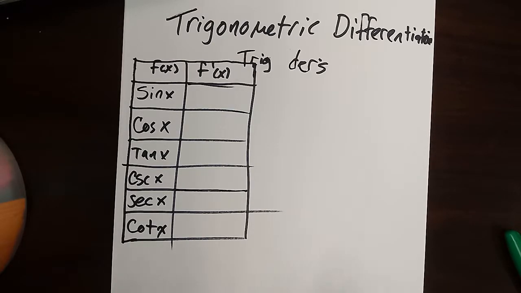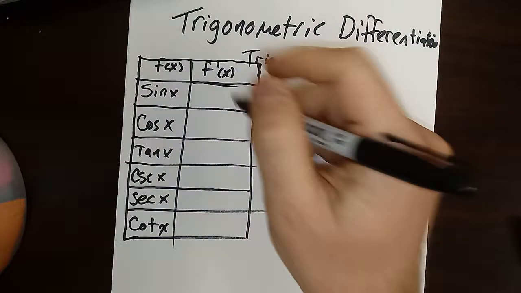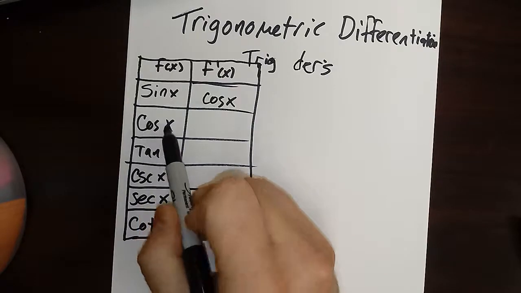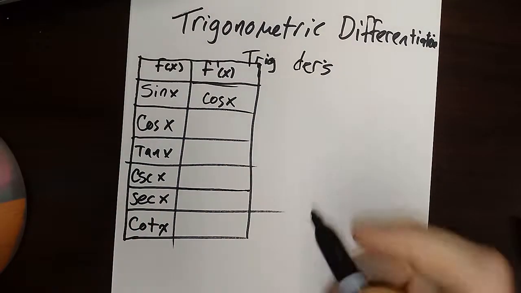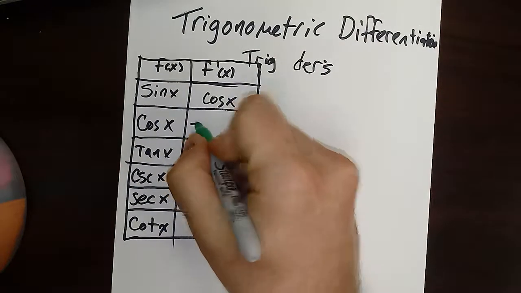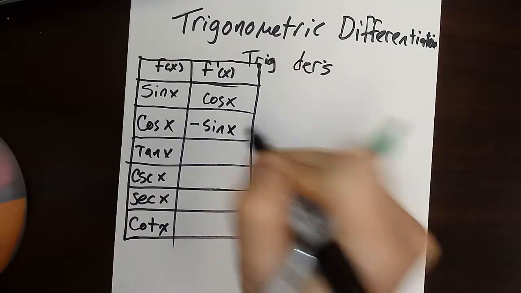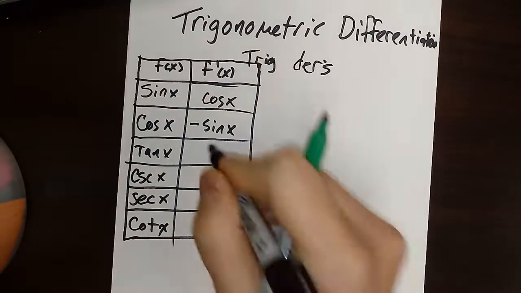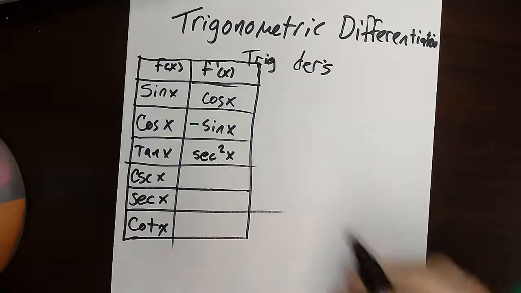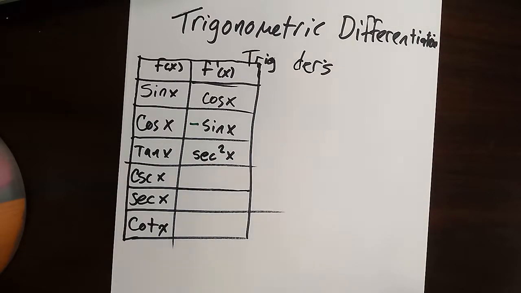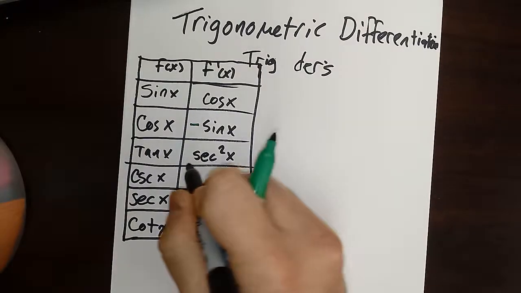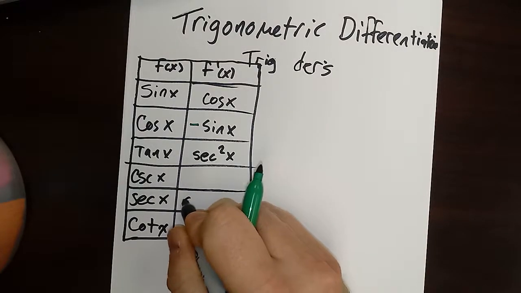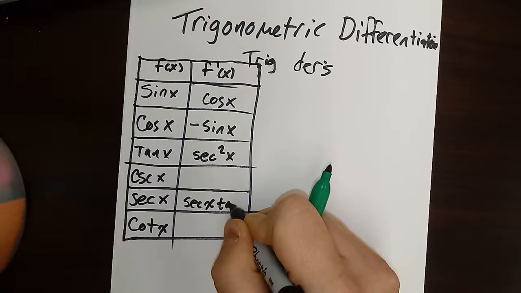So let's see, the derivative of sine of x is cosine of x. The derivative of cosine of x is not sine of x, but it is negative sine of x. The derivative of tangent x is secant squared x. And I'm actually going to jump. The derivative of secant x is close to secant squared, because secant squared means secant times secant, right? Secant x is secant x tangent x.